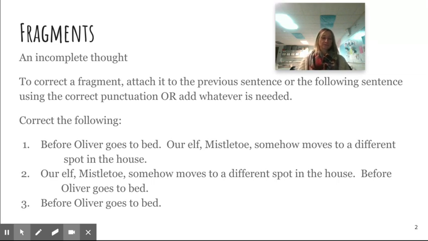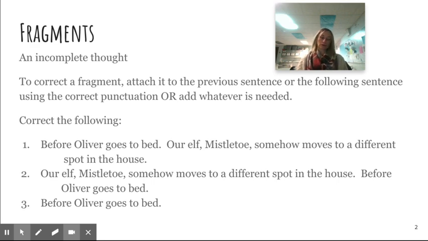Number 2, we have the sentence at the beginning. Our elf mistletoe somehow moves to a different spot in the house. That's a sentence. But then we have our fragment at the end, before Oliver goes to bed. So when the fragment is at the end, we just take the period out and we don't use a comma. So you just take the period out and lowercase the b.